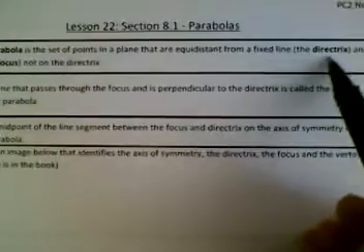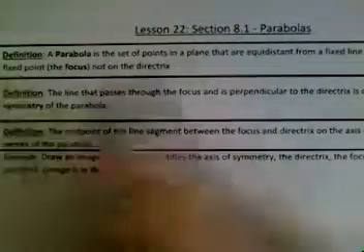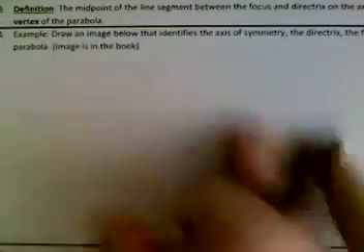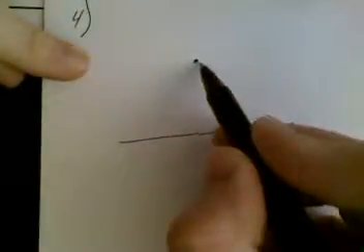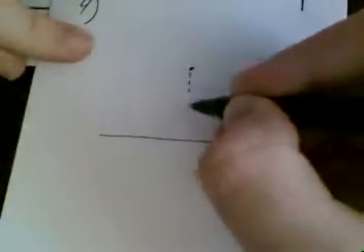That's what we're going to call the directrix. Again, a fixed line, that's a directrix. And the focus, which is a fixed point. So, down here in number 4, I'm going to draw on a separate piece of paper. It says draw an image below that identifies the axis of symmetry, the directrix, the focus, and the vertex of the parabola. So I'm going to create a point and a line. And again, the definition of a parabola is specifically all the points that are equidistant from this point to this line. Now, I'm going to draw up to that point a perpendicular line.